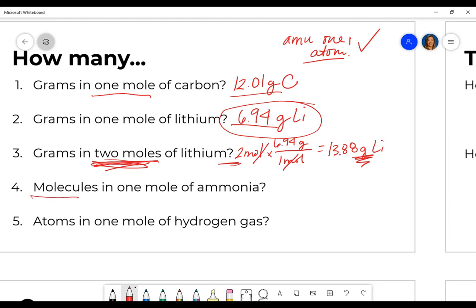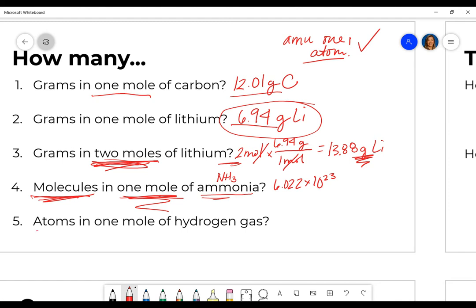Okay, how many molecules are in 1 mole of ammonia? Oh, do we even know what ammonia is? Does it matter? No, it doesn't matter. For fun, ammonia is NH3. Okay, 1 mole. How many things are in 1 mole? Do you know how many things are in 1 mole? I hope so. How many things in 1 mole? This is kind of a vocab question.